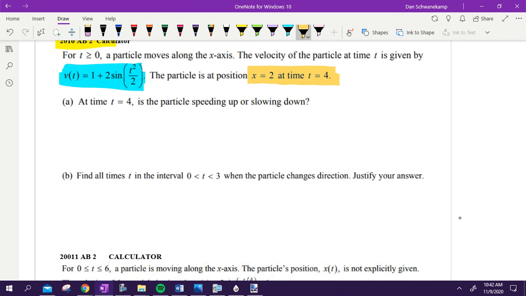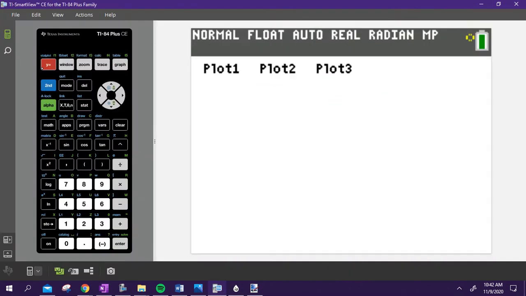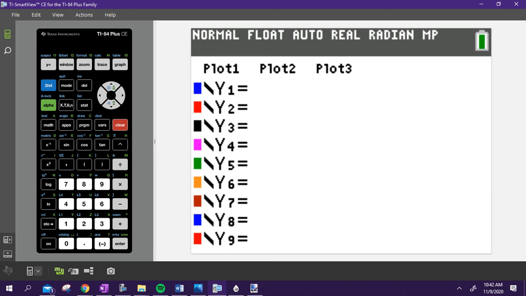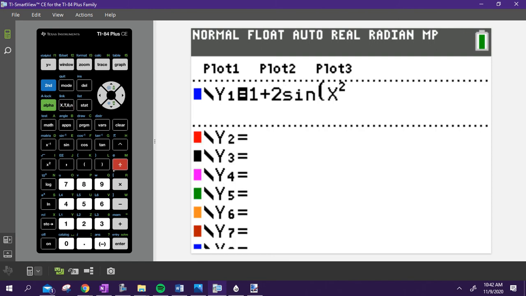At t equals 4, is the particle speeding up or slowing down? And then we would go into justify. Even if they didn't say justify here, we would want to justify. You don't want to just pick. Okay, you want to have something to back that up. So to figure that out, let's graph that in our calculator. So pull it up. Y equals. Type in what they just gave me there. So my equation is 1 plus 2 sine x squared over 4, or x squared over 2.